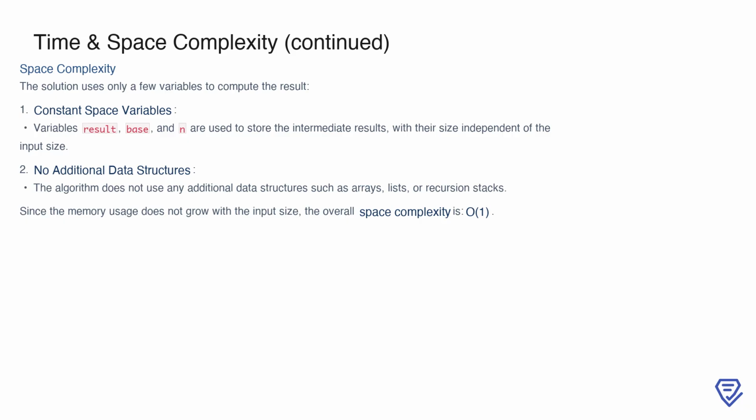The algorithm only uses a few variables to compute the result: result to store the transformed number, base to track the current power of 10, and n for the input value being modified. All these variables are scalar values that do not depend on the size of the input, meaning their memory usage remains constant. Additionally, the solution avoids using any extra data structures such as arrays, lists, or recursion stacks. This ensures that the memory consumption does not grow with the size of the input n. Therefore, the overall space complexity is constant, or O(1).